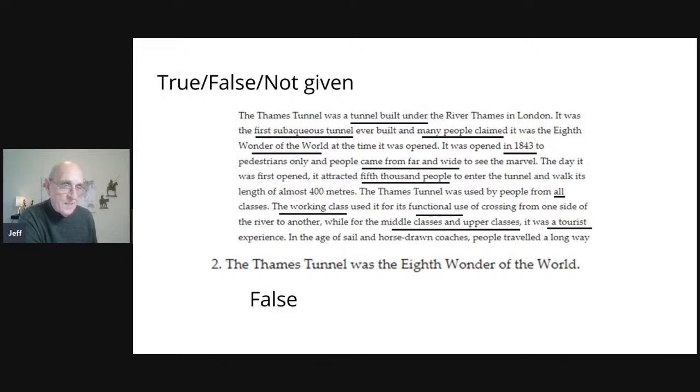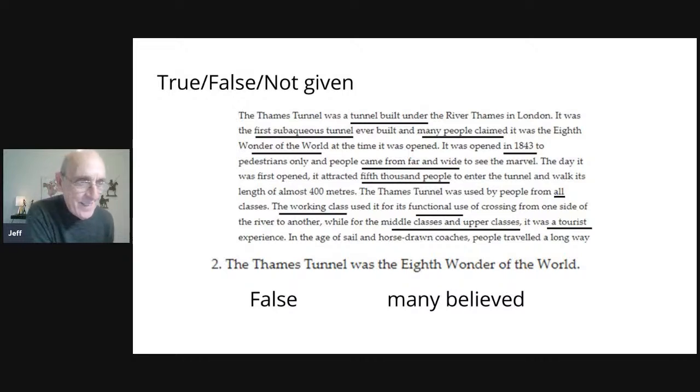Okay? Because the passage doesn't say it was the 8th wonder of the world. It gives information to the contrary. It says many people claimed it was. Okay? So just because many believed doesn't mean it was the 8th wonder of the world. So are you beginning to see? I hope you're beginning to see how true, false, not given works. So let's go on to question number 3.